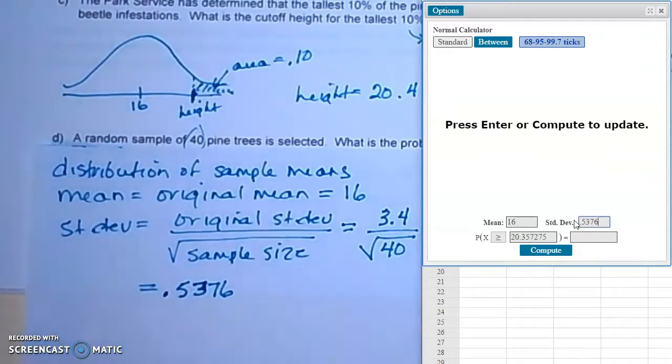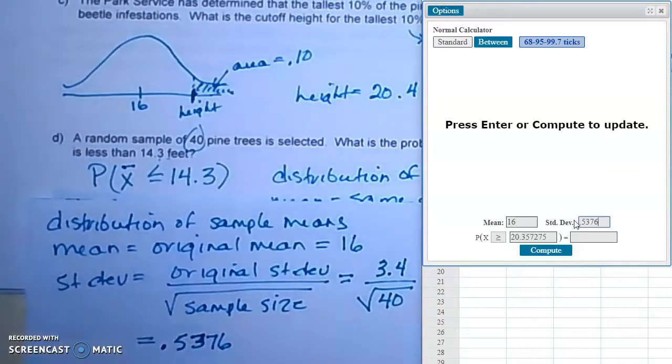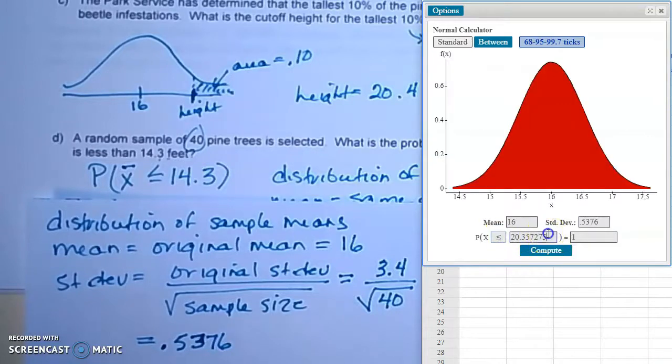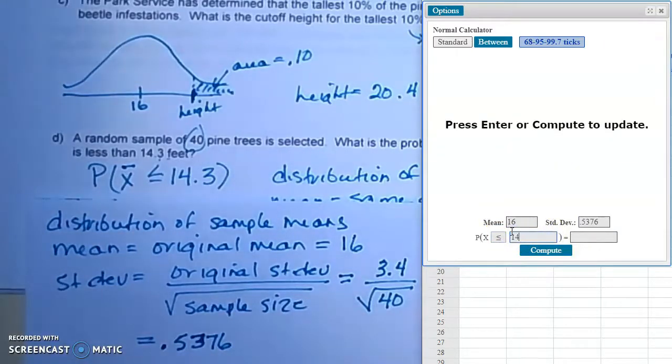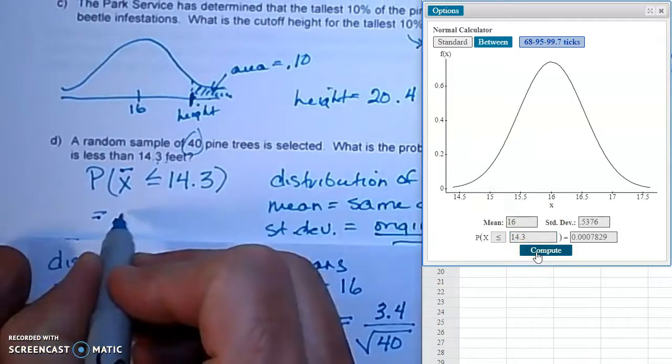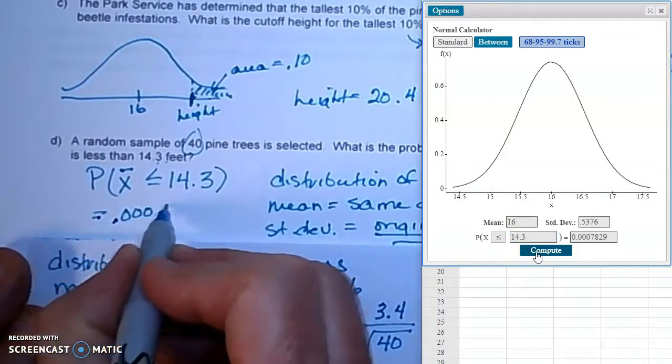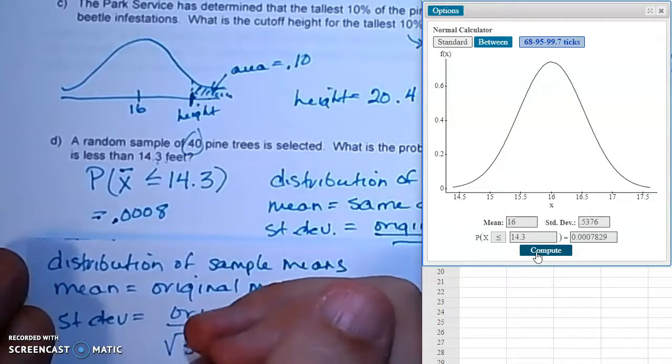And what I'm trying to find is the probability that my sample mean is less than or equal to 14.3. That means I want to change this to a less than or equal to, put in the 14.3, and there's my probability. If I round this to 4 decimal places, I have 0.0008.